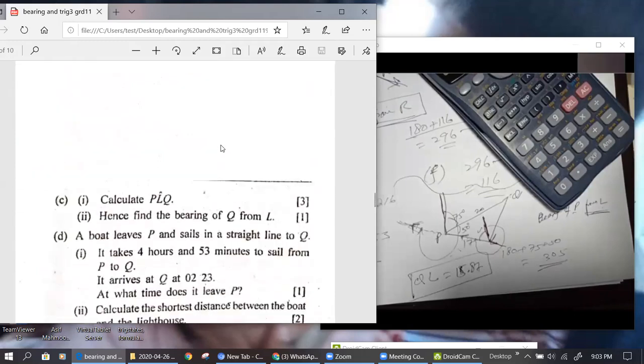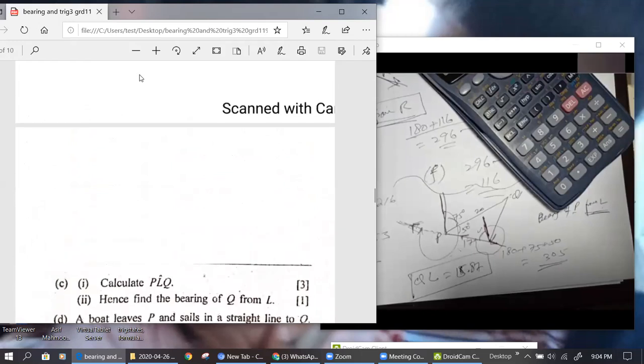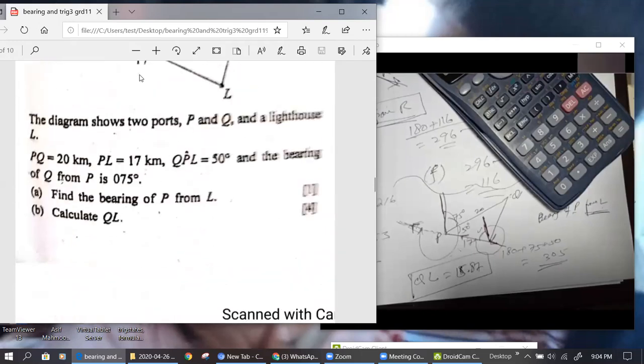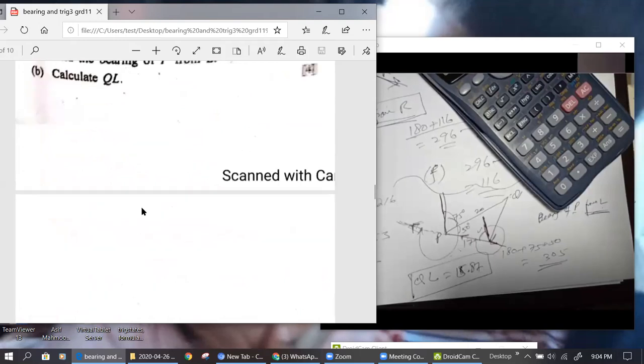Okay, now calculate PLQ. PLQ was this. PLQ also we can find by sine law.